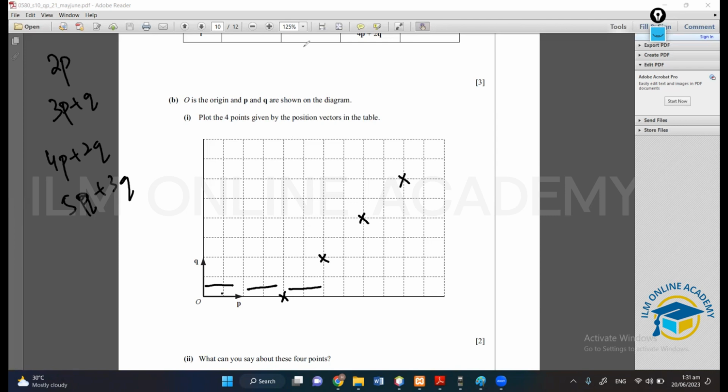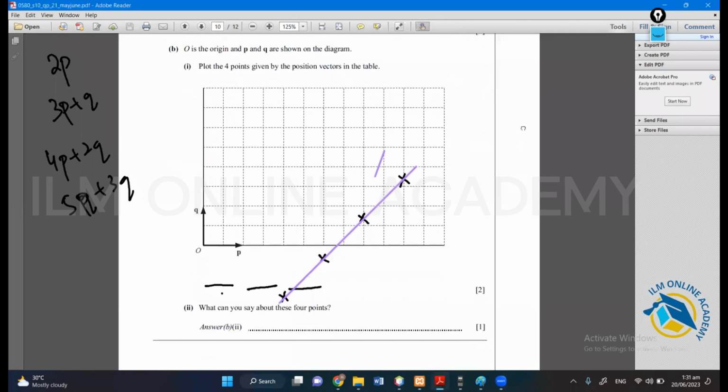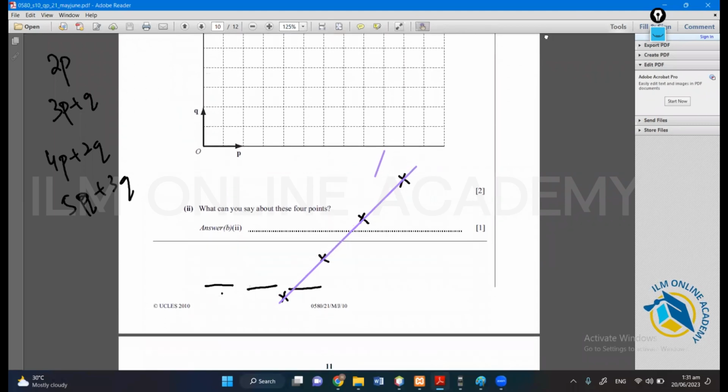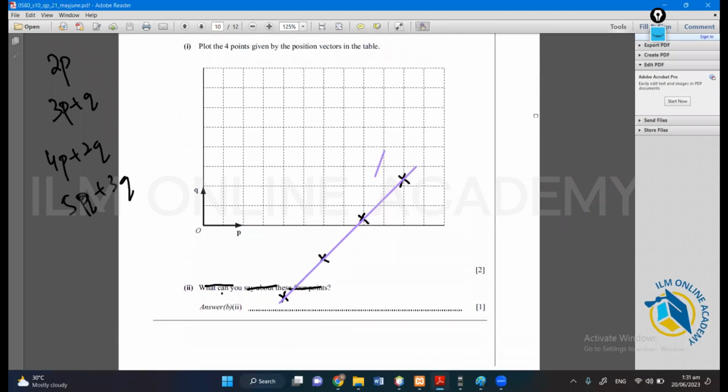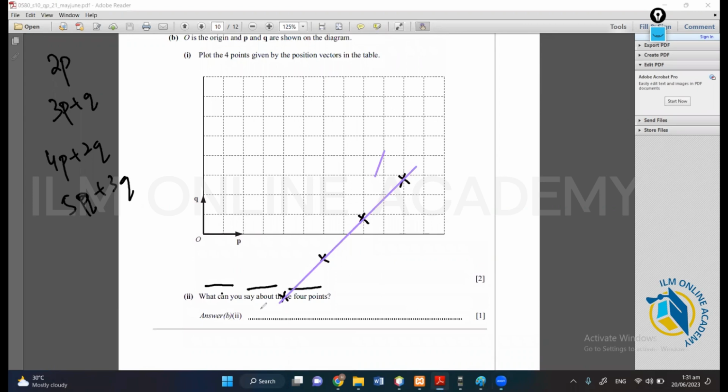अब इसके बाद हुआ क्या, अगर हम इसको थोड़ा सा अपना पैटर्न देखें, तो आपको पता चलेगा कि ये एक स्ट्रेट लाइन बन रही है. Okay, this is a straight line, और इसी के नीचे आपको एक पार्ट दिया गया है जिसमें बेसिकली they are saying, what can you say about these 4 points? So we will just write these 4 points.